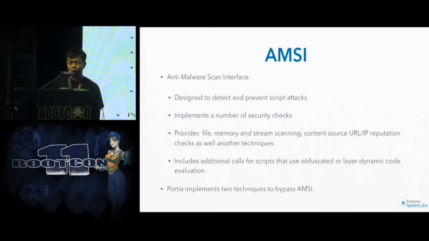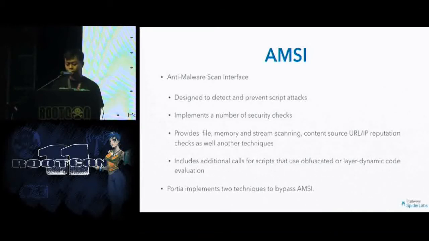Let's talk about the protections that modern operating systems have in place to prevent pen tester or hacker tools from working. First of all is AMSI, the Antimalware Scan Interface. It's designed to block and prevent script attacks. It implements a number of security checks. It provides file, memory, and stream scanning, content source URL/IP reputation checks, and other techniques. It includes additional calls for scripts that use obfuscated or layered dynamic code evaluation.